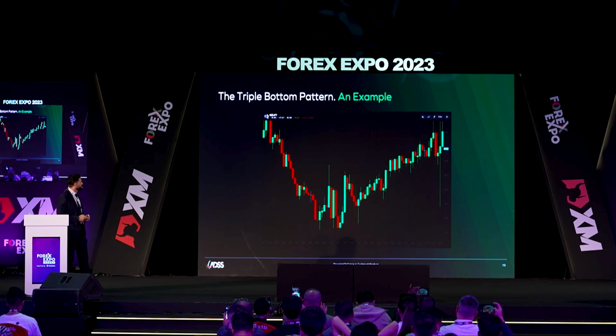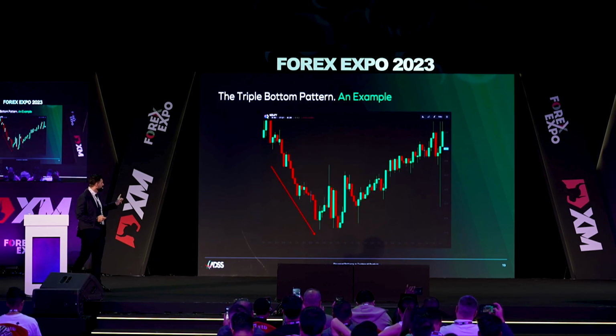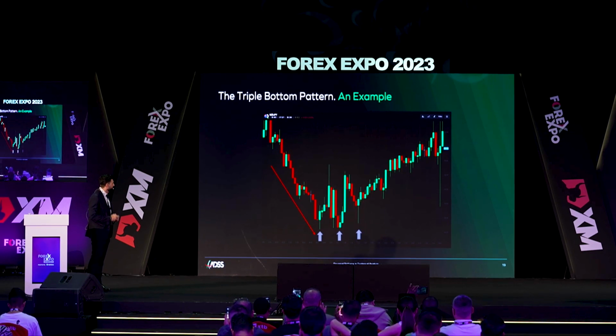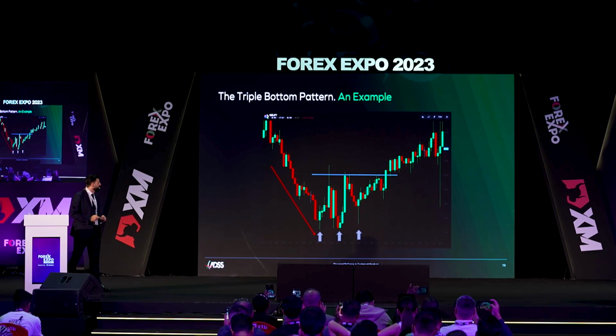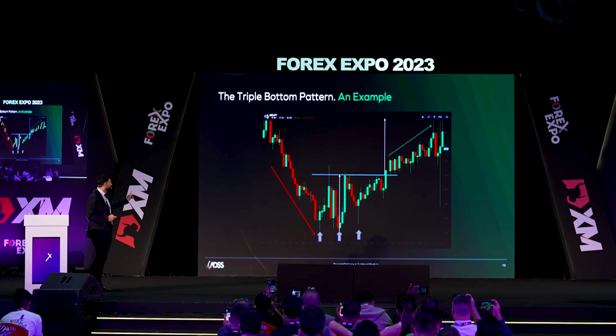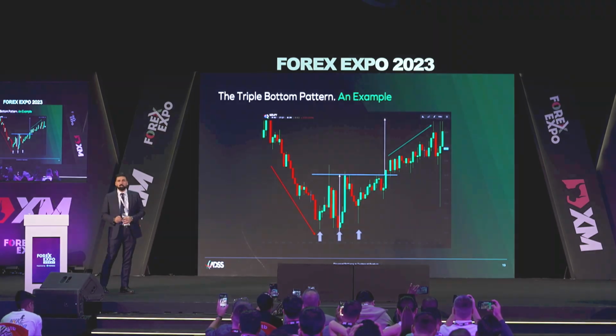On the Kiwi Japanese yen, we have a downtrend. We see the first bottom, second bottom, the third bottom. We draw the neckline, measure the distance, apply it to the upside, and as you see here, what was a downtrend became an uptrend.